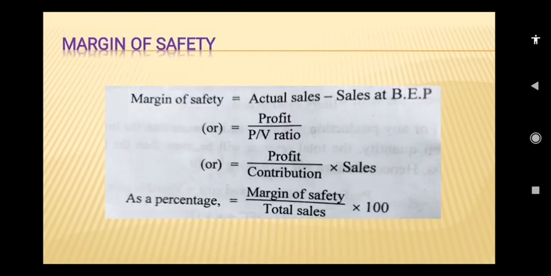The next topic is margin of safety. Margin of safety is actual sales minus sales at break even point, or another formula, profit divided by PV ratio, that is profit divided by contribution into sales. To find the margin of safety percentage, MOS divided by total sales into 100.